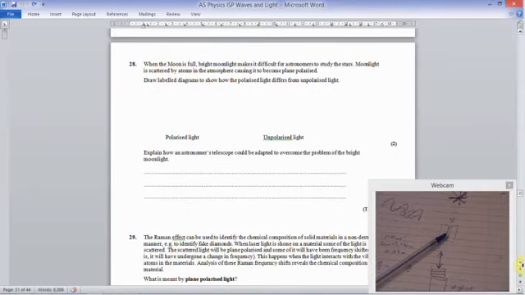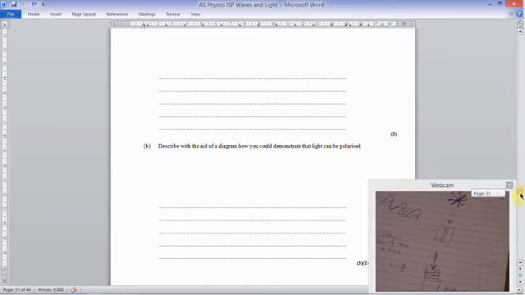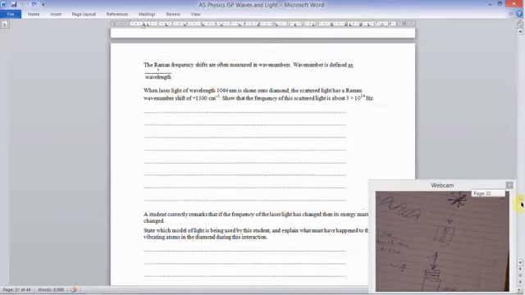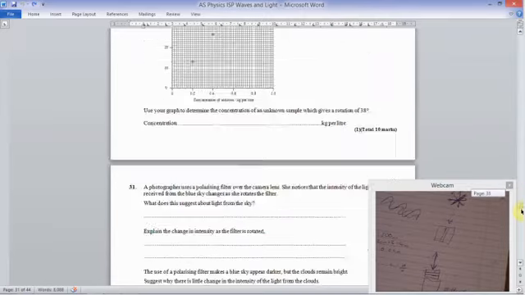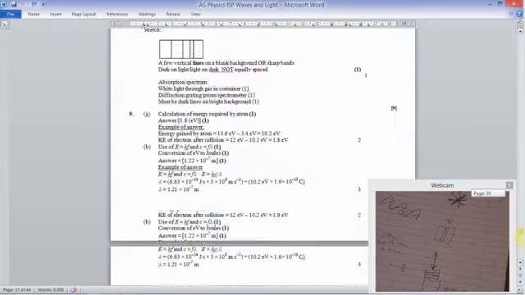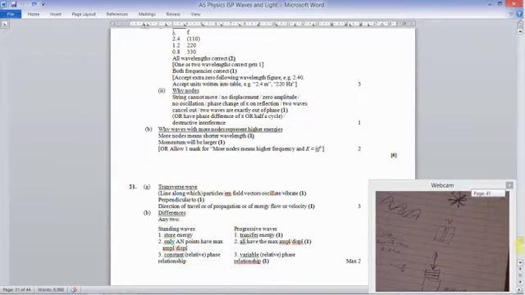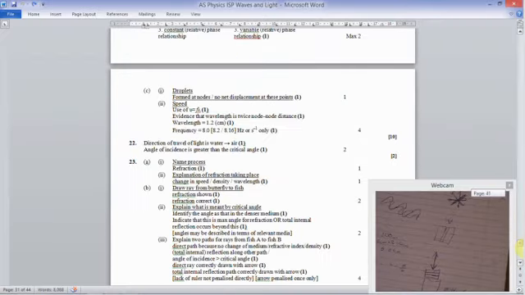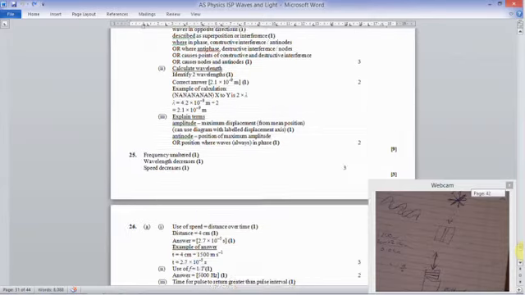28. Draw labelled diagrams to show polarized and unpolarized light. We know that. Explain how an astronomer's telescope could be adapted to overcome the problem of bright moonlight. Again, you're thinking about using a Polaroid filter to reduce glare, because remember, it's reflected light, so you want to remove the reflections that cause glare. You can do that by using the Polaroid filter, changing the angular polarization and rotating the filter to match the angular polarization.